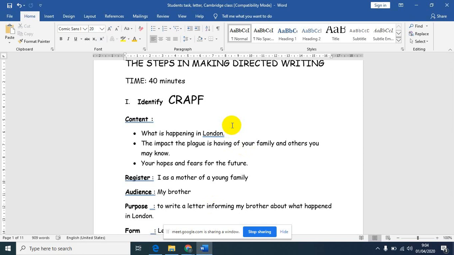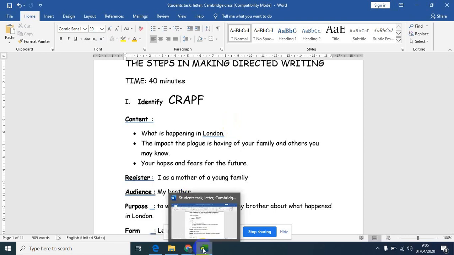So at the first time, if you read what is happening in London, it means that you have to talk about what is happening in London. So you have to use present continuous tense instead of simple past. What's happening in London means that you are writing what is happening in London at the moment. The second part is the impact of the plague on your family and others you may know. Remember, you are a mother with your family, so you have to talk about what is happening at that time once more, and what the impact is on your family and others that you know.